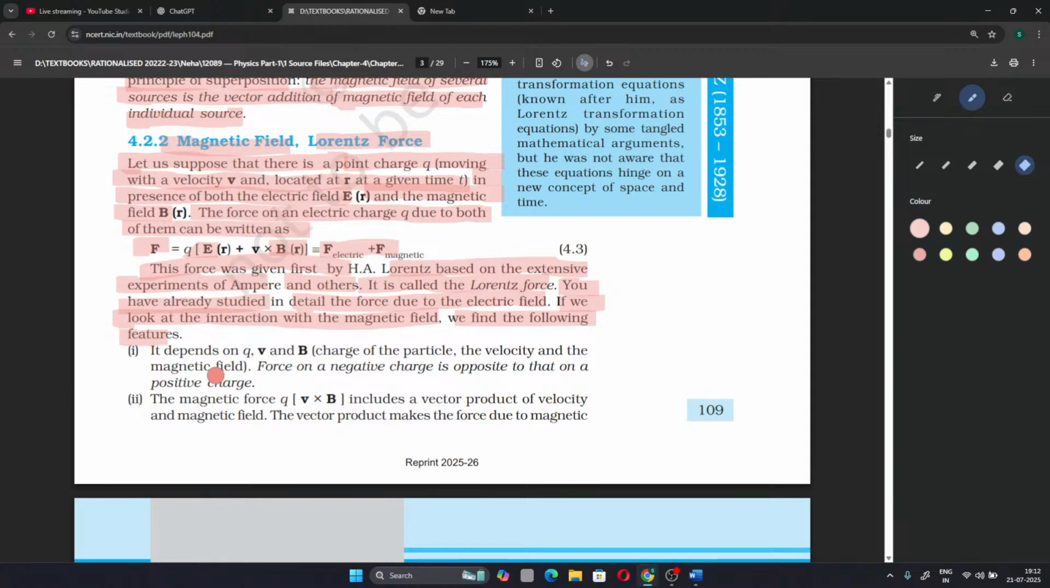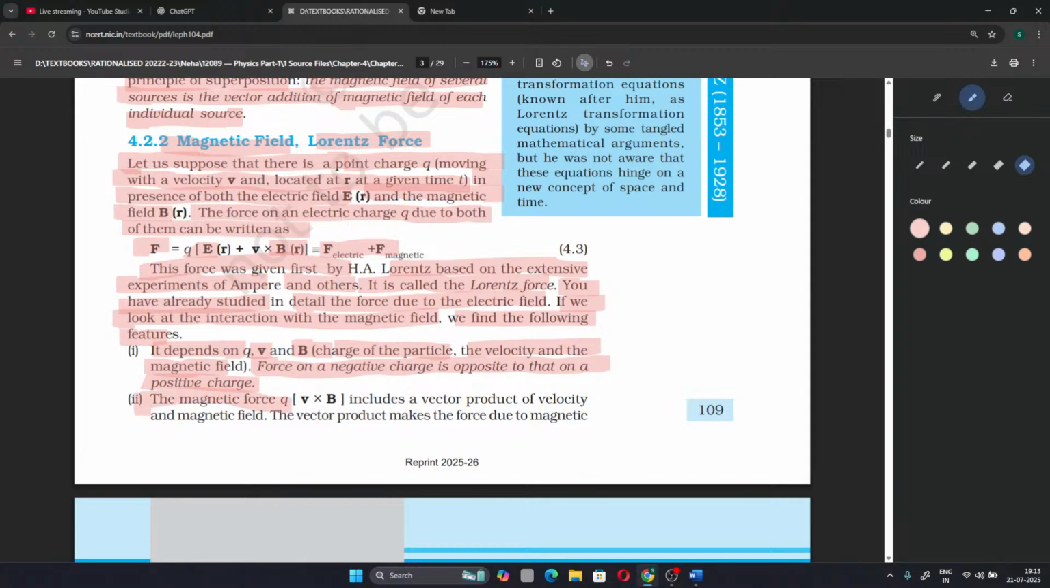The force due to the magnetic field depends on the charge, the velocity of the moving charge, and B, that is the magnetic field. Force on a negative charge is opposite to that of a positive charge. If there is a negative charge, the force will be opposite to that on the positive charge.